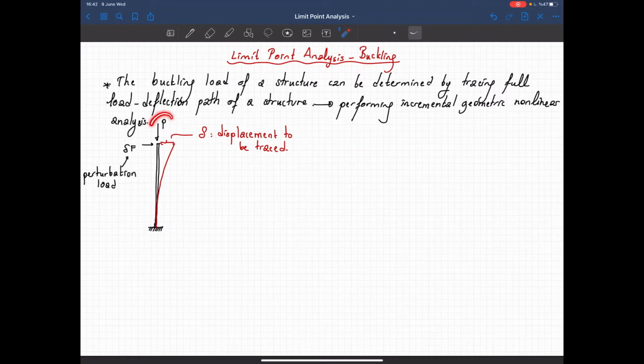So in this analysis, I will incrementally increase the axial load. The perturbation load remains the same. And I will check how this delta changes as I incrementally increase the load. So at the end of the day, this is what we usually see. Remember that in the bifurcation buckling analysis, this is what we are looking for. And then we reach P critical, and then it goes this way. This is the bifurcation buckling analysis.